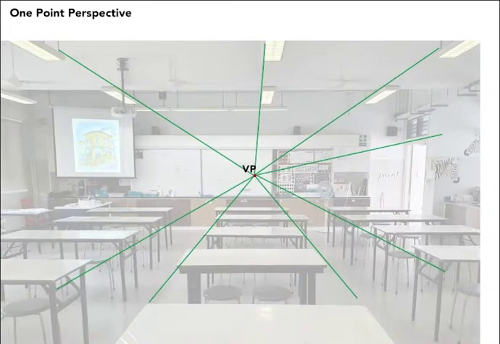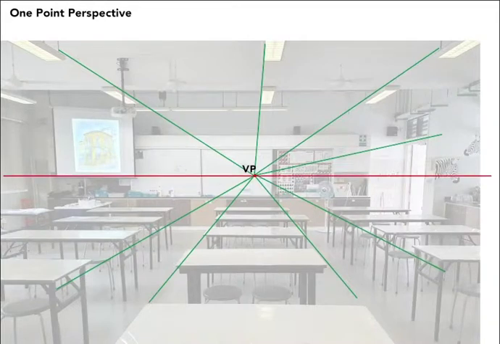So when you pass a horizontal line through the VP, I'll indicate here by drawing a red line. So this line represents the eye level, which simply means the height of your eyes, or in this case, the height of the camera lens when this picture was taken.